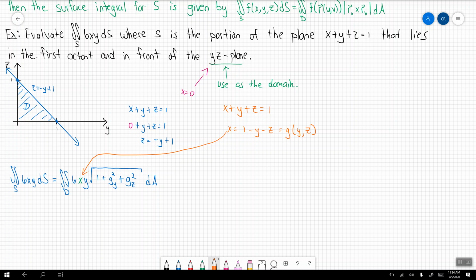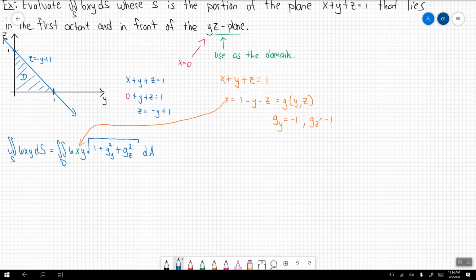Now what I want to do is find these derivatives. What is the derivative with respect to x for this function? Or sorry, not x, my apologies. What is the derivative with respect to y for this function, which is going to be -1? The derivative with respect to z is going to be -1 as well. Which now means that on this double integral, I now have 6 times, I'm going to make my substitution for my x value, which is 1 minus y minus z.